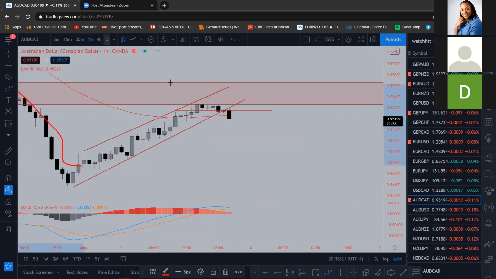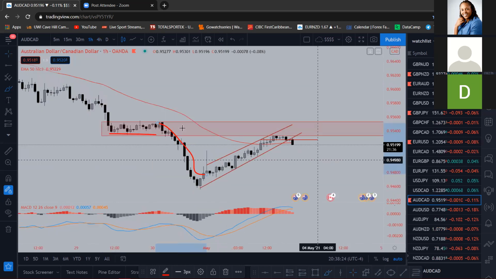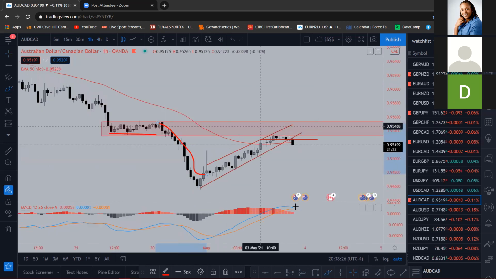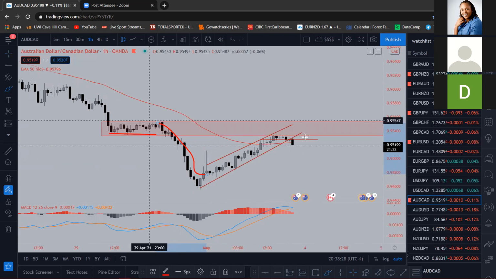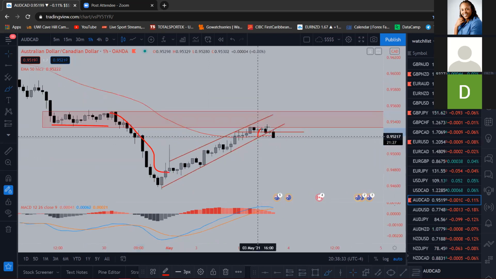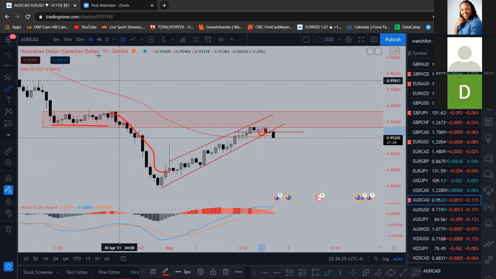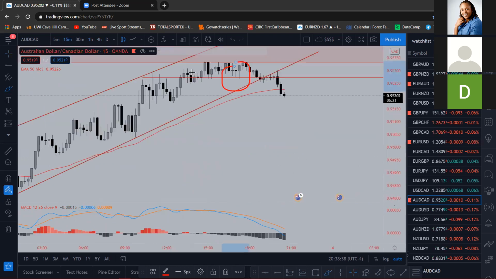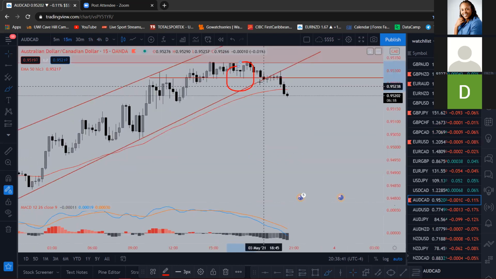On the 1 hour, I marked this on the weekend. Price is coming to the zone and creating an engulfing candle. I have my engulfing candle here. And on the 15 minute, I have a smaller flag being created, right? So let's remove this.